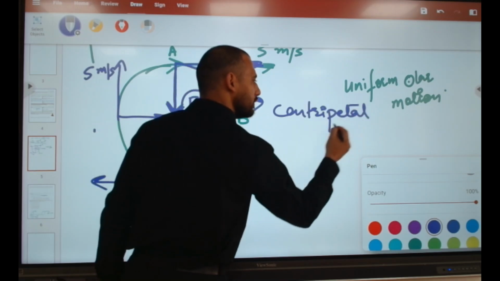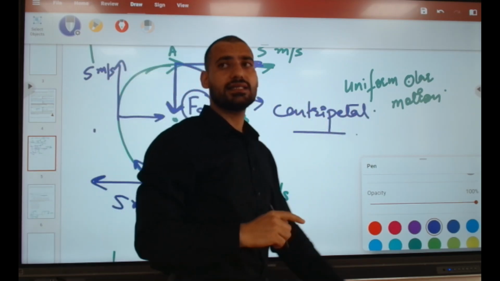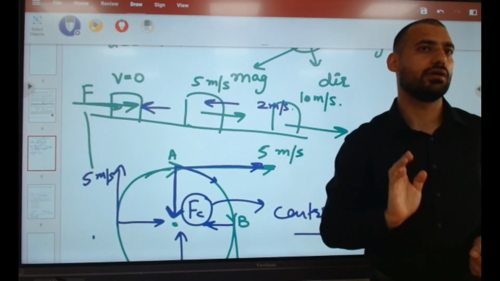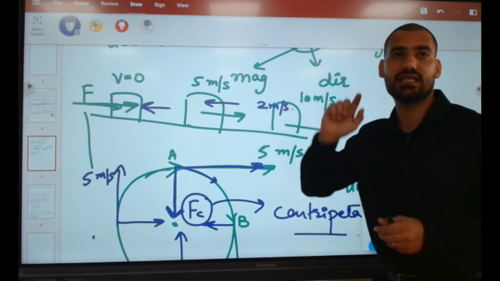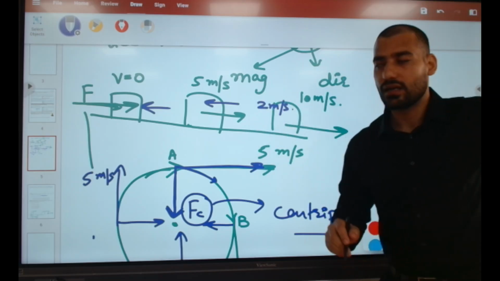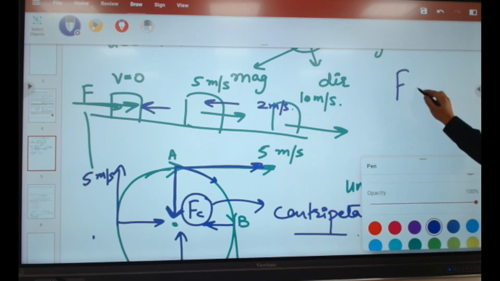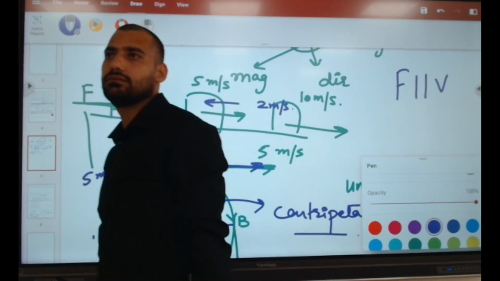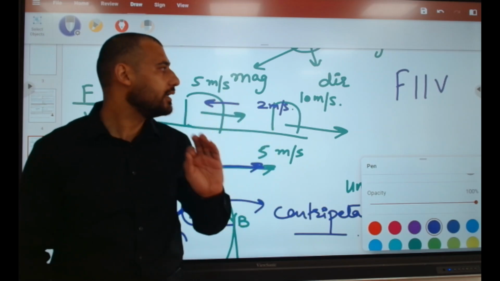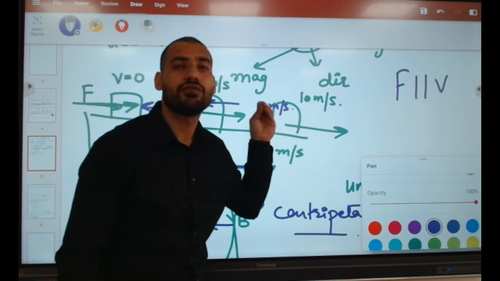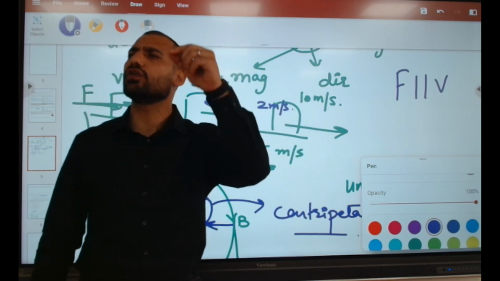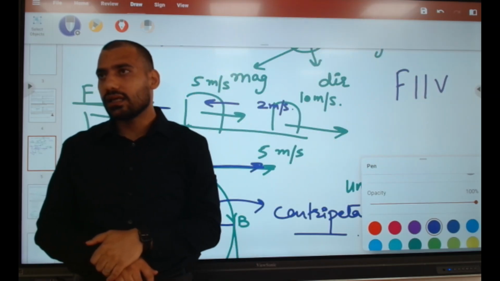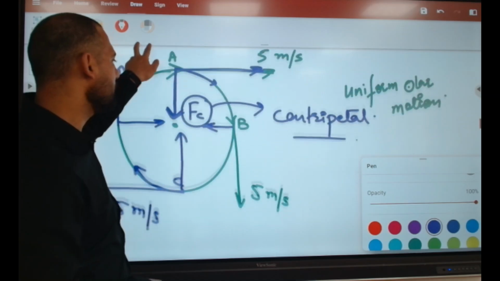Now understand, in the first case, velocity was changing only in magnitude. When this is the case, remember forever, the force is always parallel to velocity. Is that clear? When the magnitude of velocity changes, the force will always be parallel to velocity. Is that clear? But now see here what is happening.